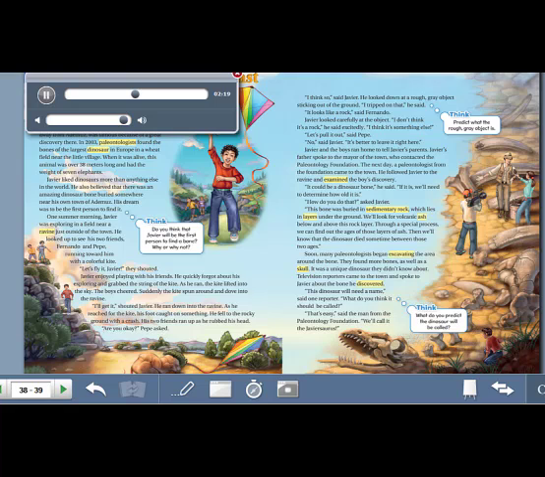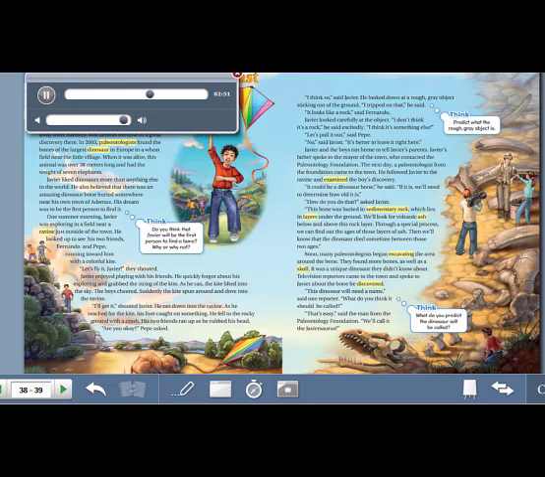He looked down at a rough grey object sticking out of the ground. "I tripped on that," he said. "It looks like a rock," said Fernando. Javier looked carefully at the object. "I don't think it's a rock," he said excitedly. "I think it's something else." "Let's pull it out," said Pepe. "No," said Javier. "It's better to leave it right here."